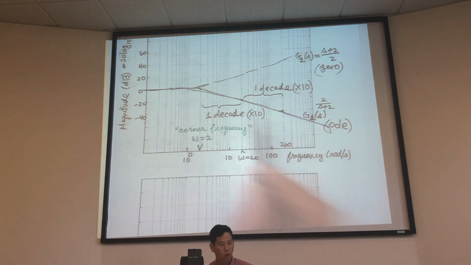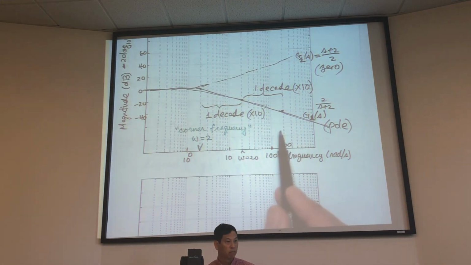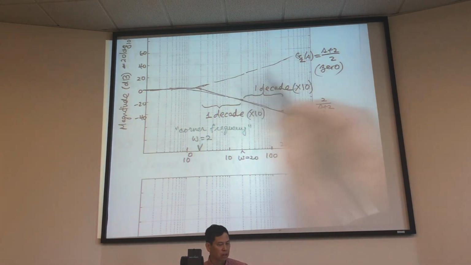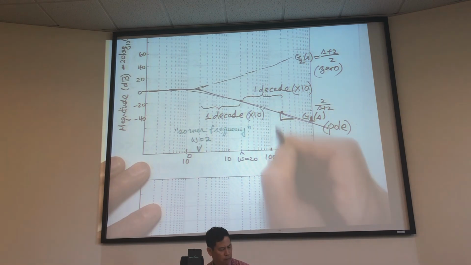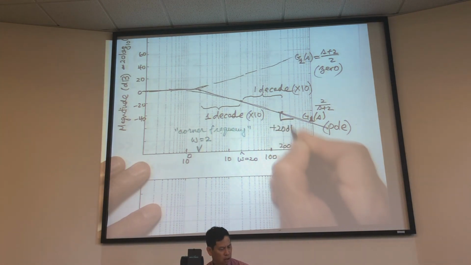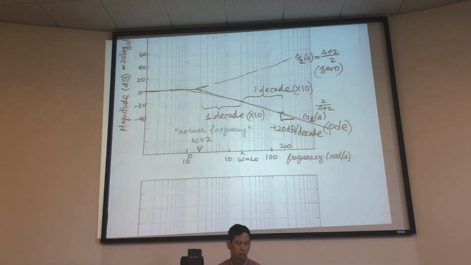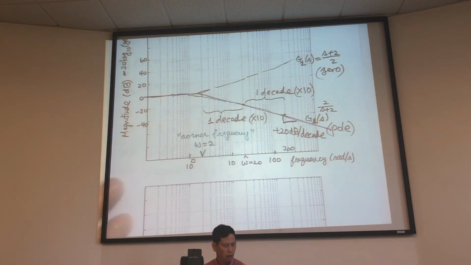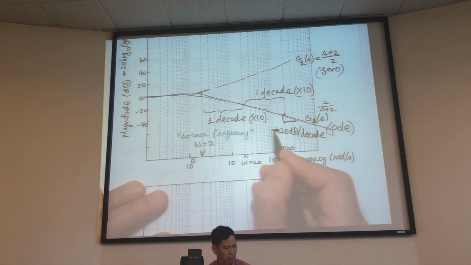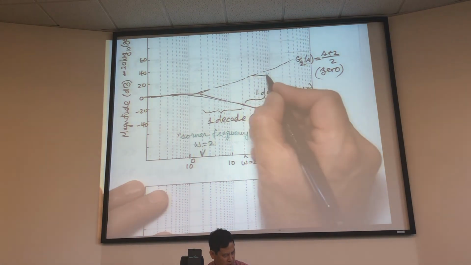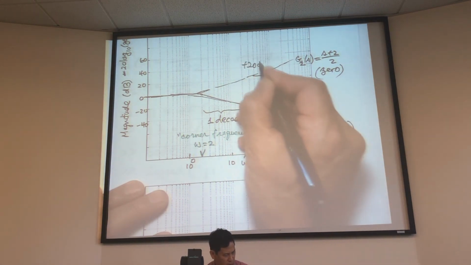So this slope is 20 dB per decade. It's a negative 20 dB per decade for the pole. This slope is a positive 20 dB per decade. So if I were to put a little thing here, this means slope. This is plus 20 dB per decade. Oh, I'm sorry. Minus, thank you. Somebody said minus. Minus 20. This one is plus. Plus 20 dB per decade.